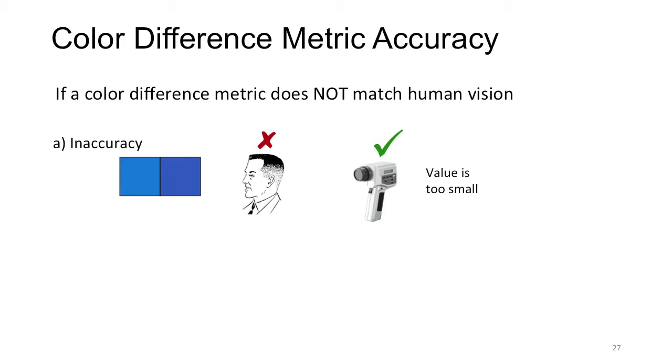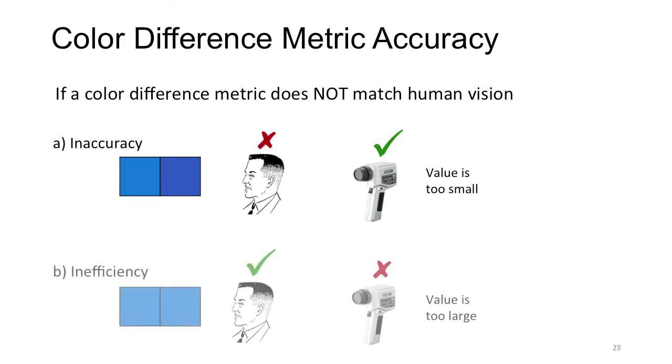Well, let's say I had two color patches, and I look at them and I say, you know what, they do not match. But my color difference metric says they do. Well, that's going to lead to inaccuracy. So your displays won't be calibrated, you'll see differences, and that can be a problem.